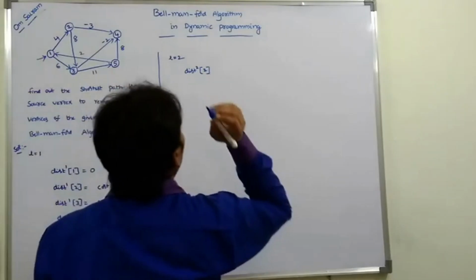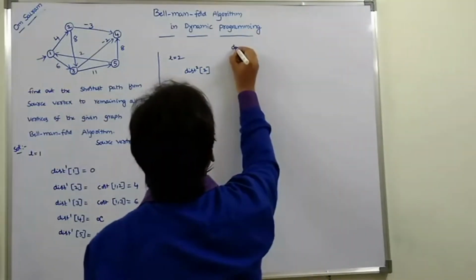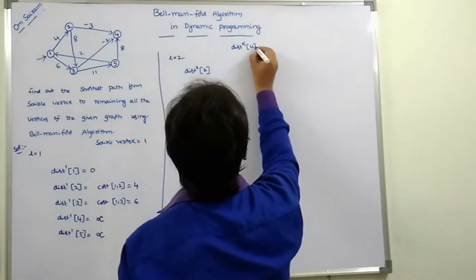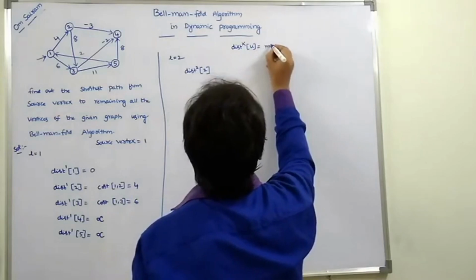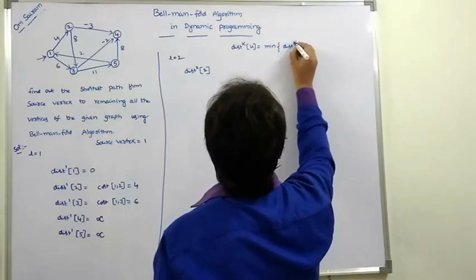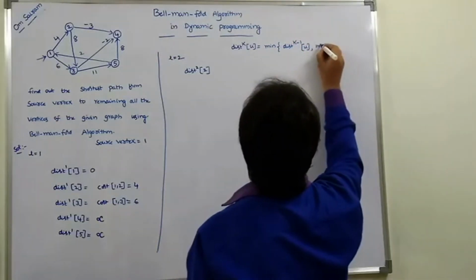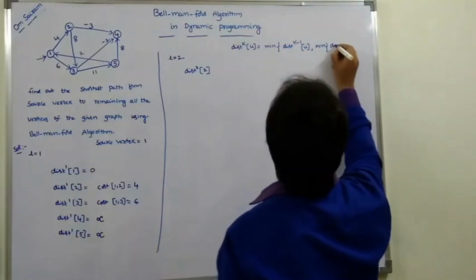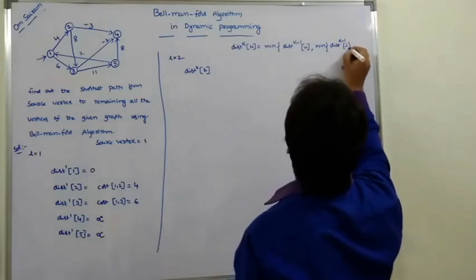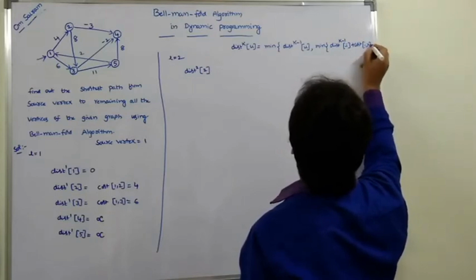Okay, so here we can take the formula. The formula is dist K of U is equal to the minimum of dist K minus 1 of U, comma, the minimum over I of dist K minus 1 of I plus cost of I comma U.